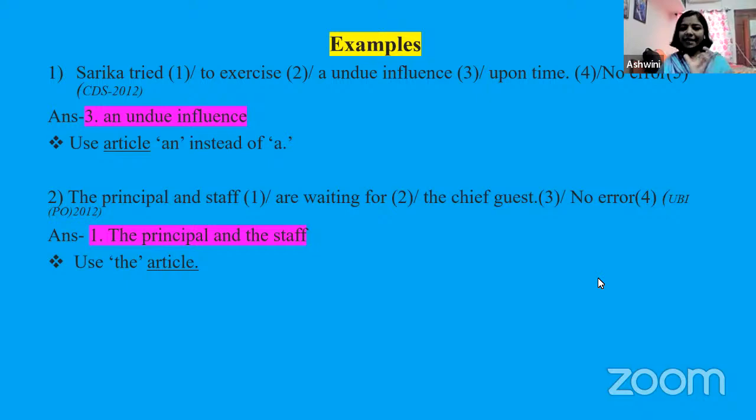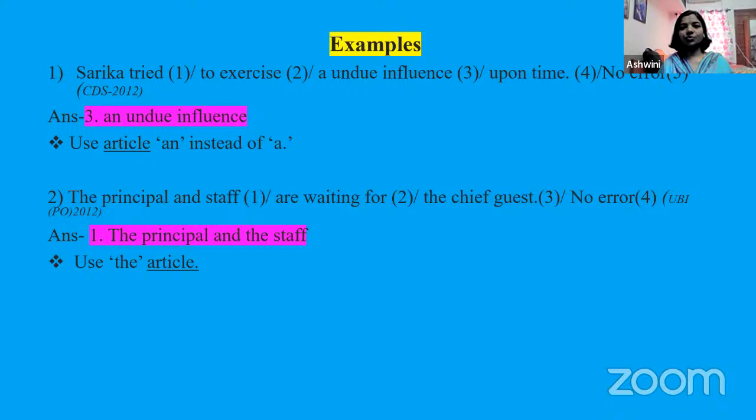Now here, some examples are coming from parts of speech. I'm giving you a title, that is parts of speech, then direct, indirect narration, question tag, and I'm giving you 2 examples of each. Okay, and these examples were asked in our previous completed examinations. Now, the first example is: Sarika tried 1 to exercise 2 that is undue influence 3 upon time 4, no errors.